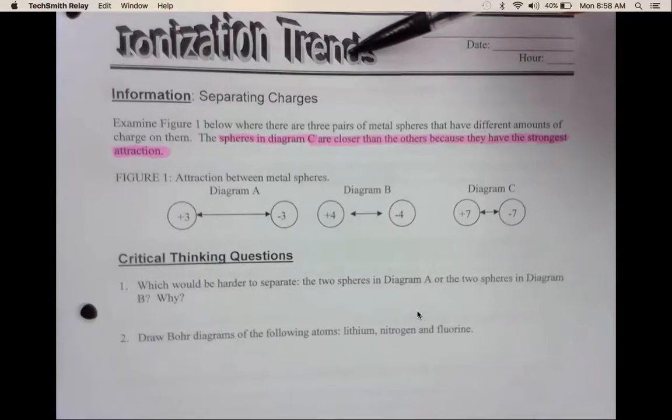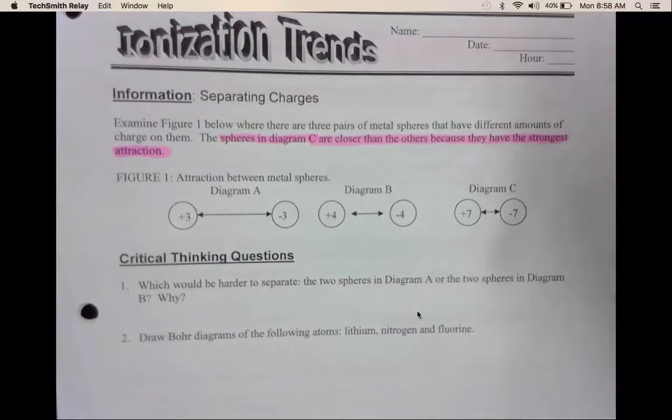Today we are looking at ionization trends. So we start off with some information on separating charges. We have some metal spheres. This information is very similar to the information from one of the previous sections.